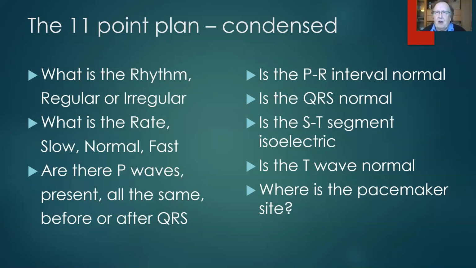Is there a QRS complex after every P wave? Well, in third degree heart block, which is complete heart block, which we're going to look at later, there aren't. And that's because there's a disassociation between the atria and the ventricles. We'll have a look at that later on.